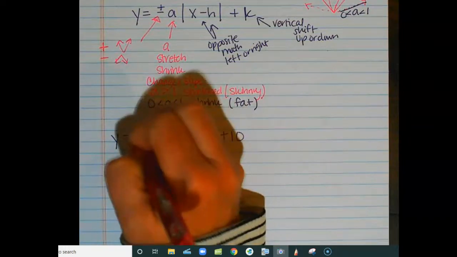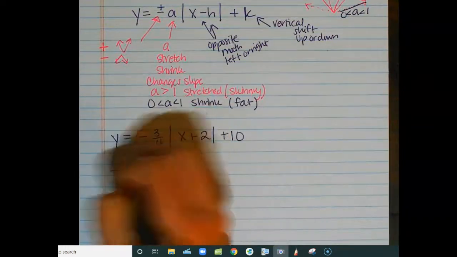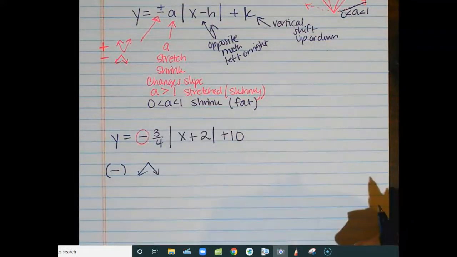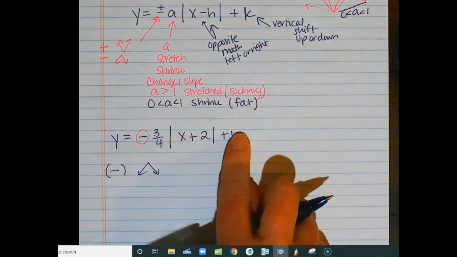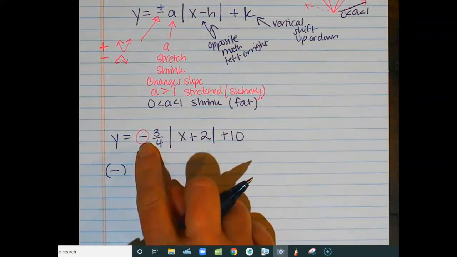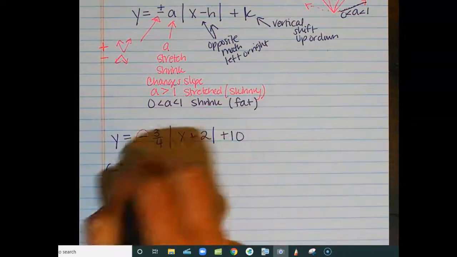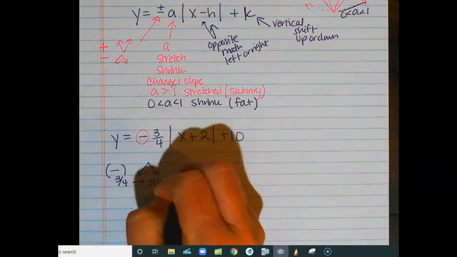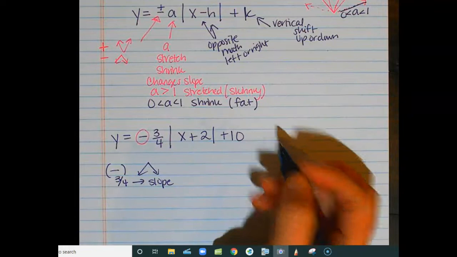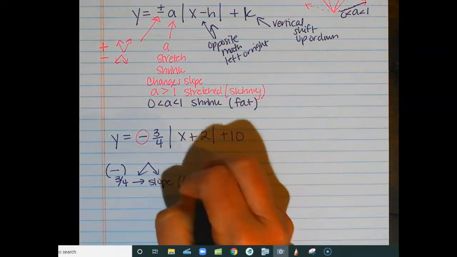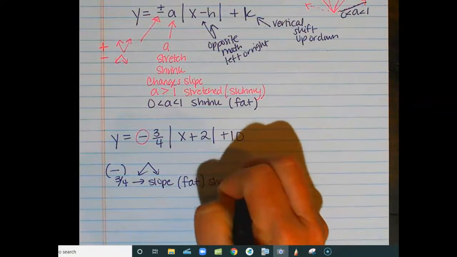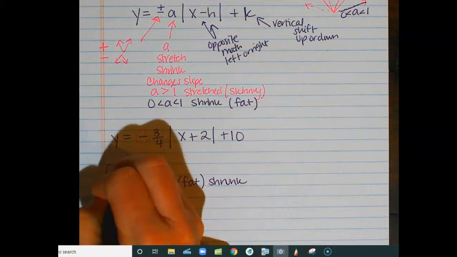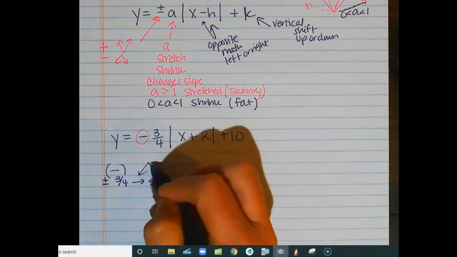We're going to first start with the minus. The minus means that this is going to be a down-shaped V. Takes whatever value we have and then it makes it negative. It's going to end up going down. The stretch or shrink, this is the slope. So this has a slope of 3/4. It's smaller than 1. This is going to be a fat graph. It's going to be shrunk. It's going to have slope of plus or minus because a V has a positive slope and a negative slope.